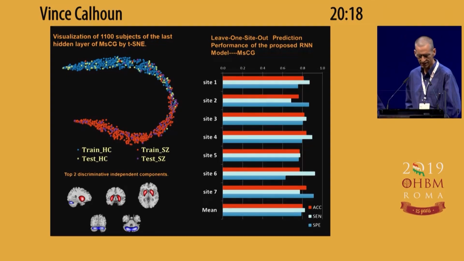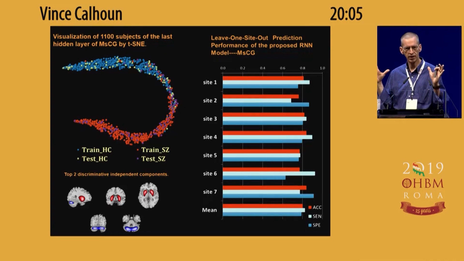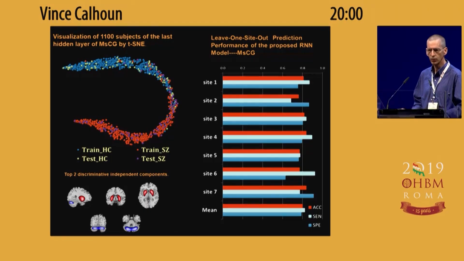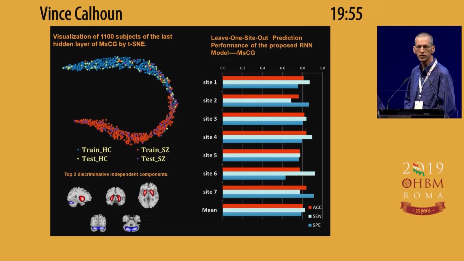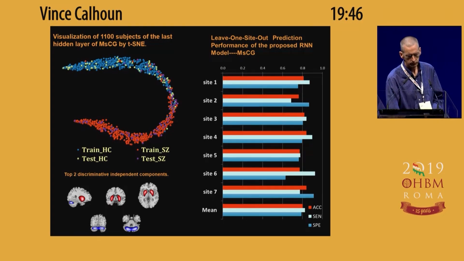Here's a visualization of the results where we're seeing testing and training for healthy controls and schizophrenia patients presented on a two-dimensional plot. One caveat is that this is really a high-dimensional space, so that two-dimensional plot is going to be lossy. We've lost information, so you can't base everything on the plot that you see here, but it can be useful to see what's going on at a high level. And then the top discriminative components here were cerebellum and basal ganglia.